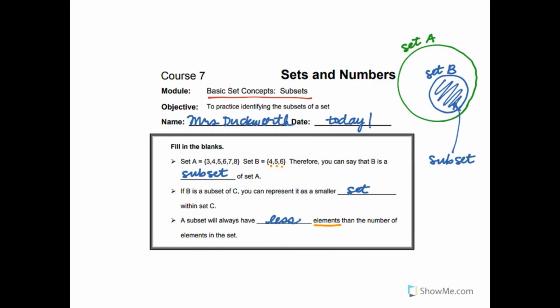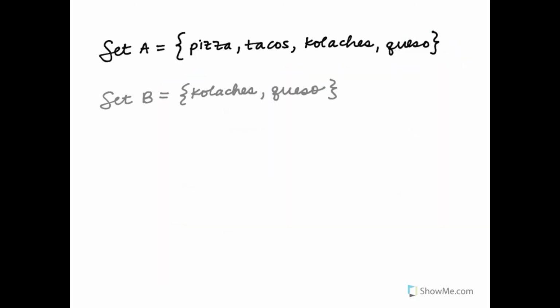So next, I want to try out a practice problem. So set A is 4 of my favorite foods. Set B are my favorite foods that happen to be famous in Texas. So the problem says to represent that B is a subset of A using a circle. So I'm going to go ahead and do that.